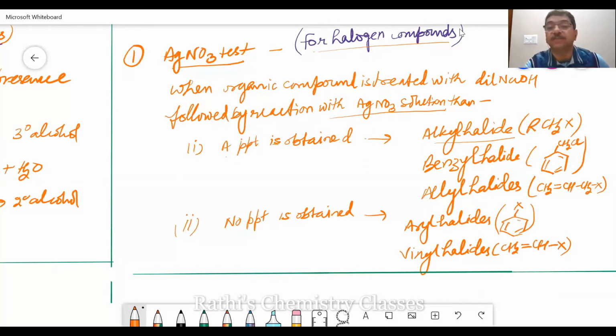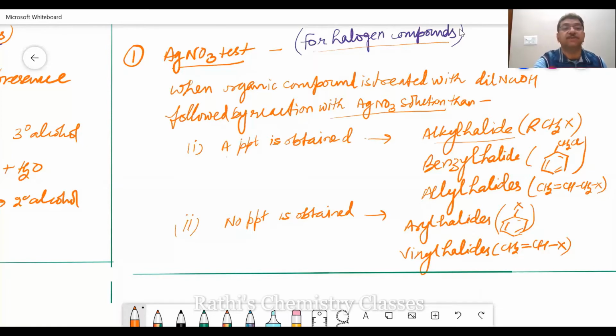But if there is no precipitate, then the compounds may be aryl halides or vinyl halides. So if we have to distinguish methyl chloride and chlorobenzene, then methyl chloride will give a precipitate of AgCl, but no precipitate will be obtained in the case of chlorobenzene. So this is the first test, the silver nitrate test to distinguish halogen compounds.